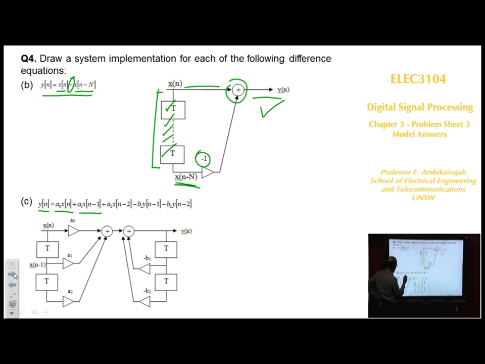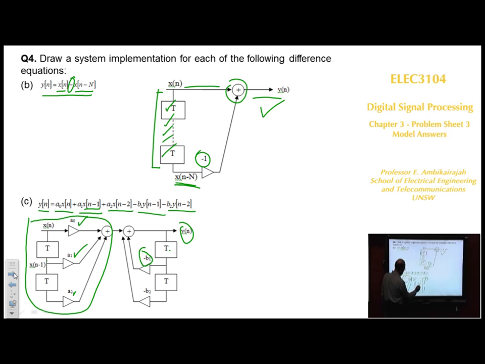Have a look at this system. yn equals a0 xn plus a1 xn minus 1 plus a2 xn minus 2, minus b1 yn minus 1, minus b2 yn minus 2. So we draw the feed-forward first, because you have not been told canonic form or any form. So you just do this first. a0, xn minus 1 there, a1, xn minus 2 that. And then yn minus 1 multiplied by minus b1 to give that. yn minus 2 here, multiply by minus b2, gives you this, add them up.